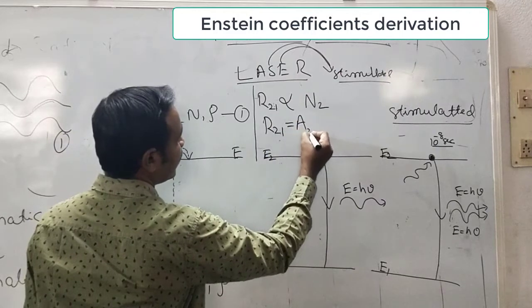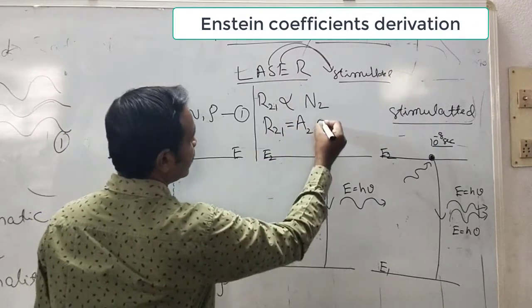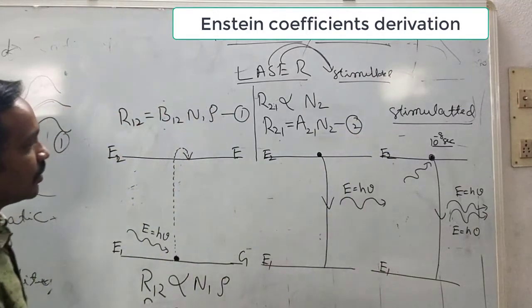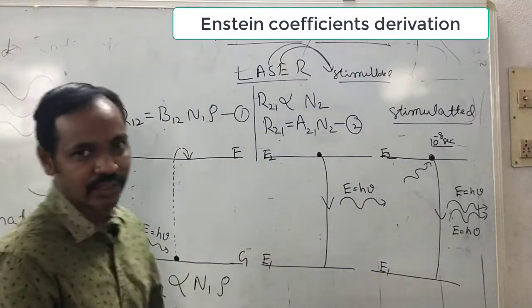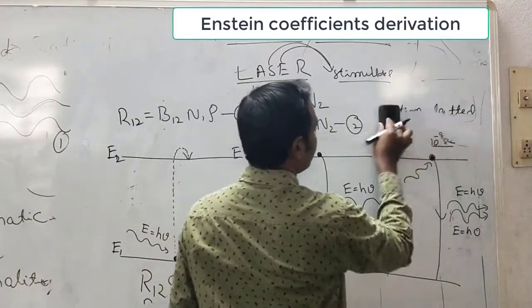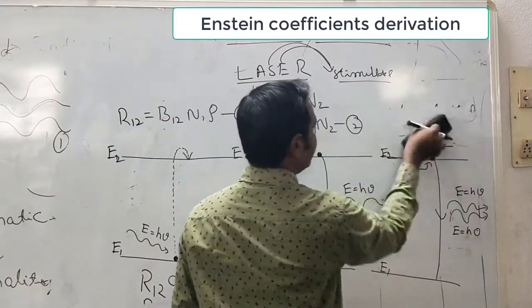So that constant I have taken as A21, that is N2. That is the book notation I have taken. That is equation number 2 you will get. Can I take out equation number 3? I'll go for equation number 3 here.